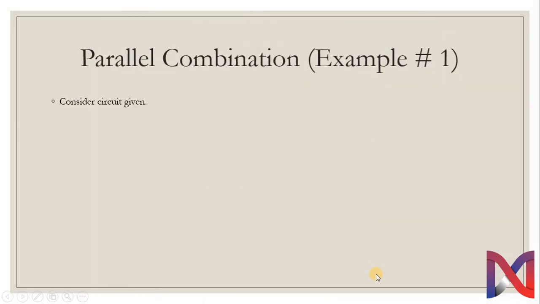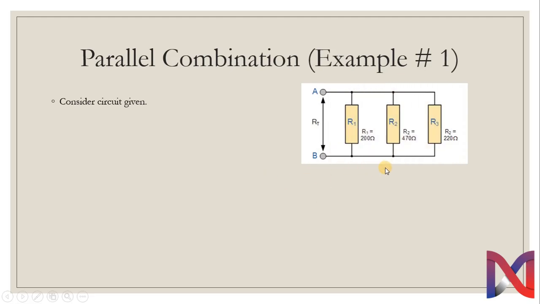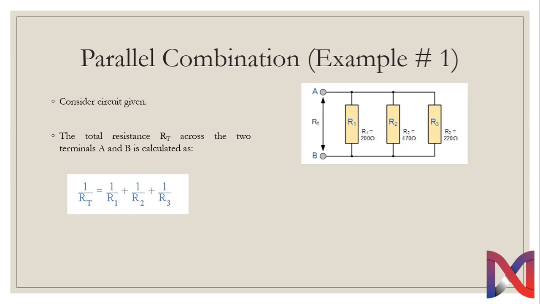Let's go to the first example. Consider the given circuit having 3 resistors connected in parallel, 200 ohm, 470 ohm and 220 ohm. The total resistance between points A, B can be calculated as 1 over RT is equal to 1 over R1 plus 1 over R2 plus 1 over R3, which will become 1 divided by 200 plus 1 divided by 470 plus 1 divided by 220.